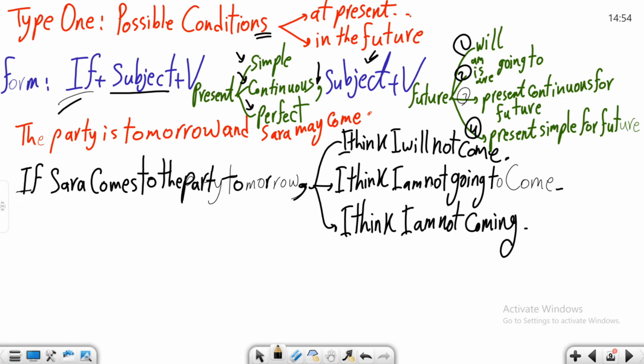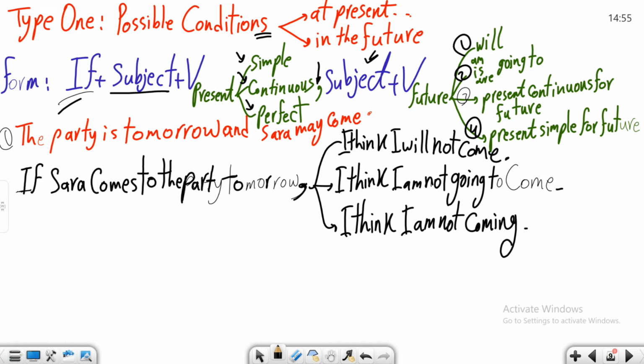Now, my friends, we take example number 1. Here we have a party, and this party is going to be tomorrow. And I have a friend whose name is Sarah, and I don't like Sarah. I have a problem with Sarah. One of my friends called Jack, for example, is going to throw a party. And I am asking my friend, the party is tomorrow. Will Sarah come? Is Sarah coming? Did you invite Sarah? And he said, I invited her, but I'm not sure if she comes or not, but this is possible. Maybe she comes.